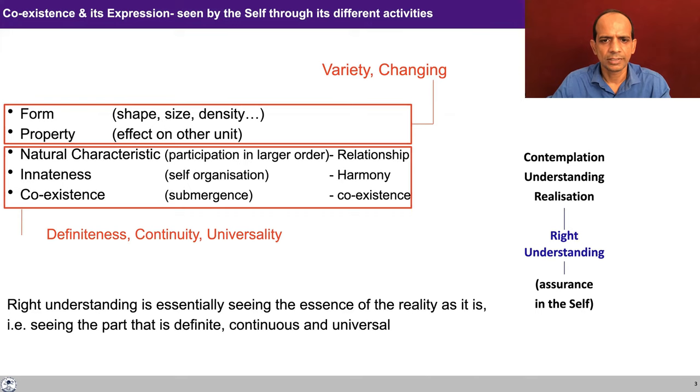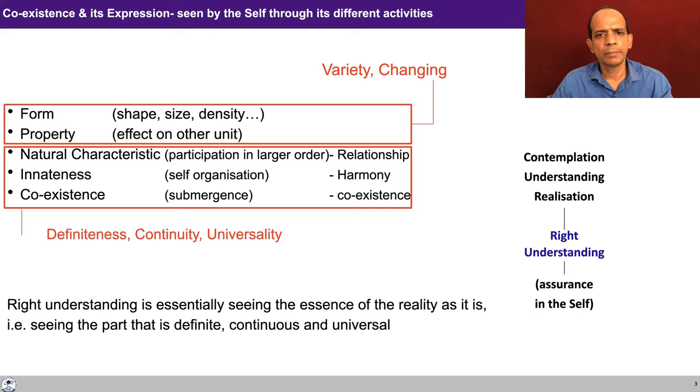It keeps on changing. But when you look at the natural characteristic, innateness, and coexistence, we can see that this is something definite. It remains as it is. It is continuous also. It does not vary with time. And it is universal also. So here it is definite, continuous, and universal. This is not to be found with the form and property. So right understanding essentially is seeing the essence of the reality as it is, that is seeing that part which is definite, continuous, and universal. So being able to see the natural characteristic, innateness, and coexistence is right understanding.